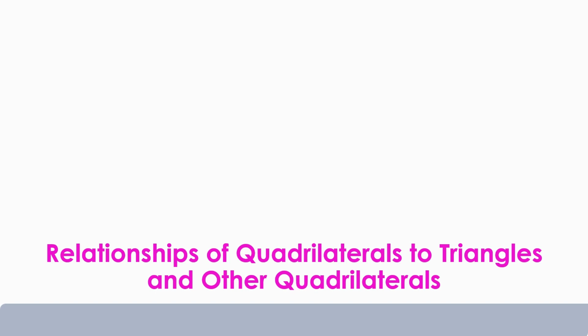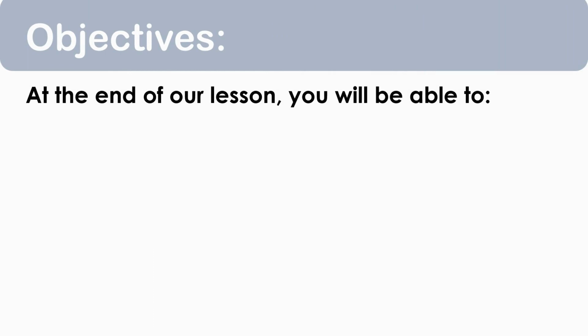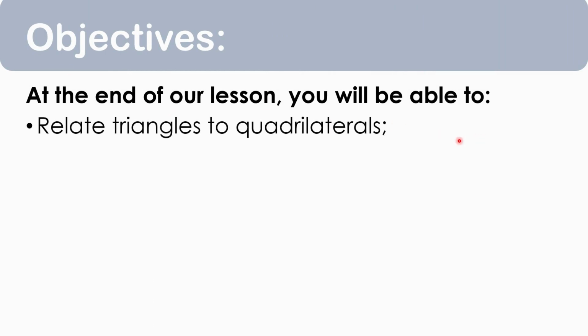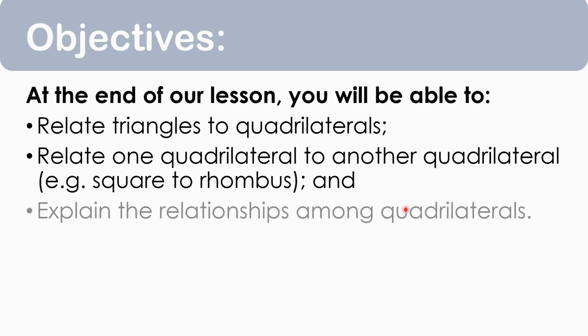I love math. Our lesson for this week 4 is about relationships of quadrilaterals to triangles and other quadrilaterals. At the end of our lesson, you will be able to relate triangles to quadrilaterals, relate one quadrilateral to another quadrilateral, for example, square to rhombus, and explain the relationships among quadrilaterals. Are you ready?